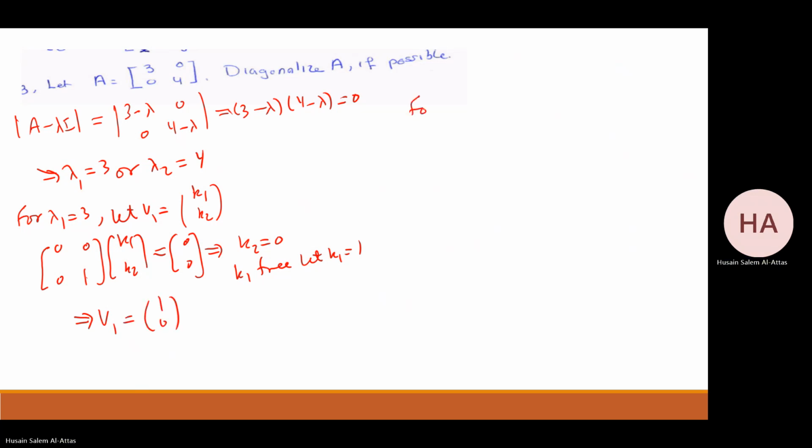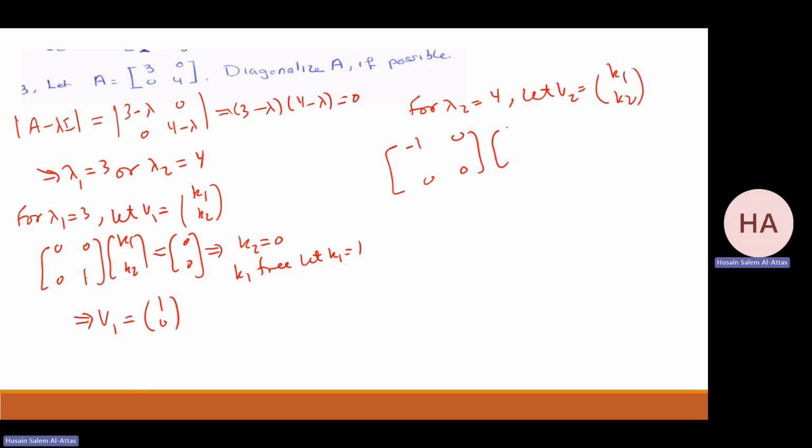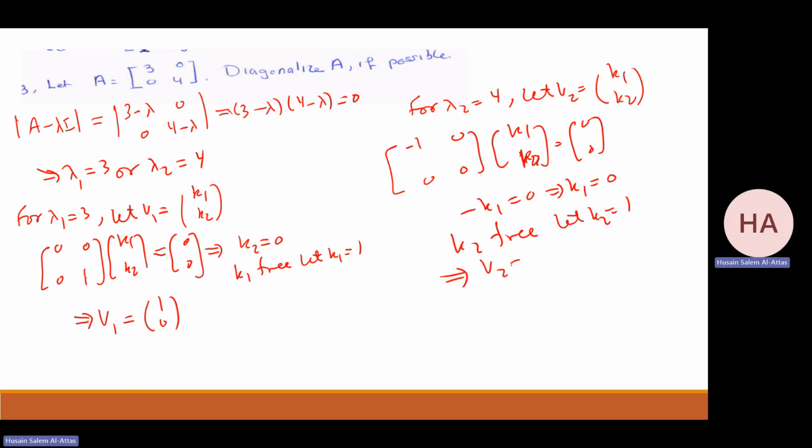Now for lambda 2 equals 4, I let V2 be k1, k2. So I have the system 3 minus 4, that's minus 1, 0, 0, 0, times k1, k2, equals 0, 0. So minus k1 equals 0, so k1 equals 0. So k2 is free, so I let k2 be 1. So what is V2? It's 0, 1.